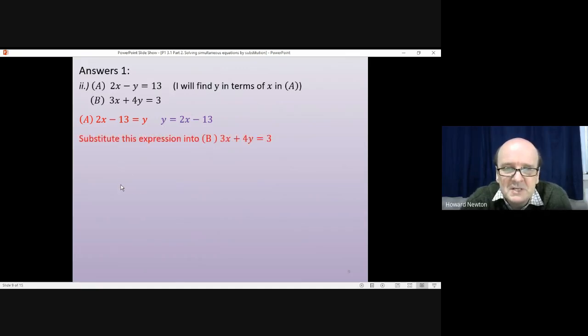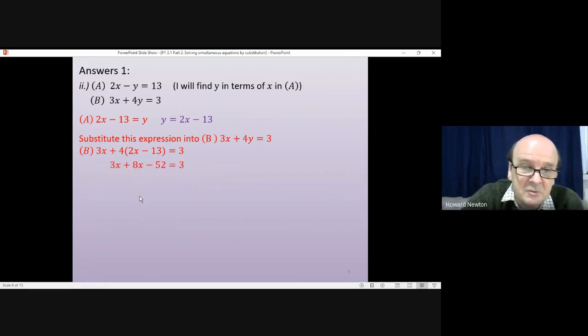We then substitute that expression into the other equation, into B. So instead of writing down y, I'm going to write 2x minus 13. That gives me 3x plus 4, and then here's where I've done the substitution, 4 times 2x minus 13 is equal to 3. That's the tricky bit. Multiply out the brackets. That gives you 3x plus 8x minus 52 is equal to 3. Tidying that up gives me 11x equals 55, and dividing by 11 gives me x equals 5.